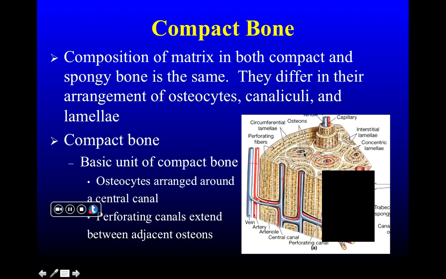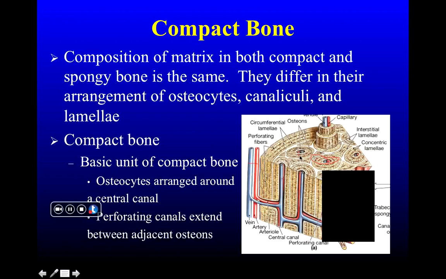So let's talk about the names of these parts. Well, the rings have names. They're called lamellae. The central cavity is called the central canal. Isn't that nice? So you have a central canal surrounded by lamellae, concentric rings of bone. And then you have these little spaces here, these lacunae with osteocytes in them. But if you look closely, you see little lines here that are within the lamellae.